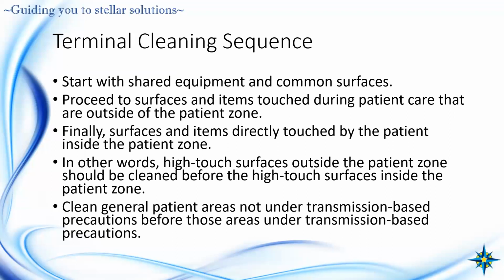The terminal cleaning sequence: you want to start with shared equipment and common areas, and then proceed to the surfaces and items touched by the residents. High touch surfaces outside the patient zone should be cleaned before the high touch surfaces inside the patient zone. And then clean general patient areas that are not under transmission-based precautions before those areas under transmission-based precautions. And again, common sense is telling us we don't want to take infections from room to room because we started with somebody in isolation and then moved on.